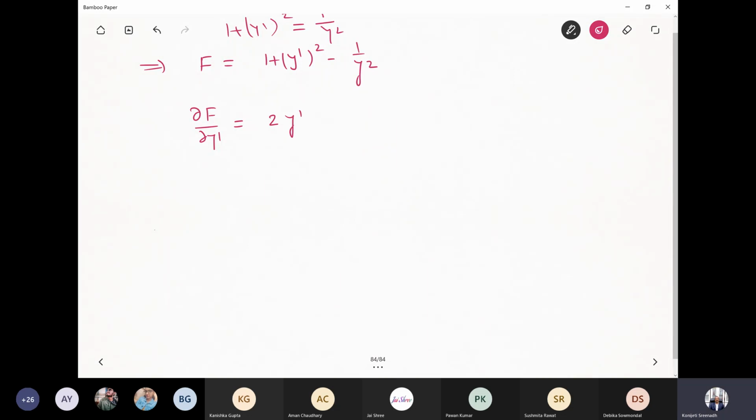You can also write f equals y square into 1 plus y prime square. I think this is what I wrote in the equation, so we also will get the same thing. Even if you take this one, dou f by dou y prime is going to be y square into 2y prime, which is equal to 0. So y equals 0 doesn't satisfy this equation. Therefore, we take y prime equals 0.